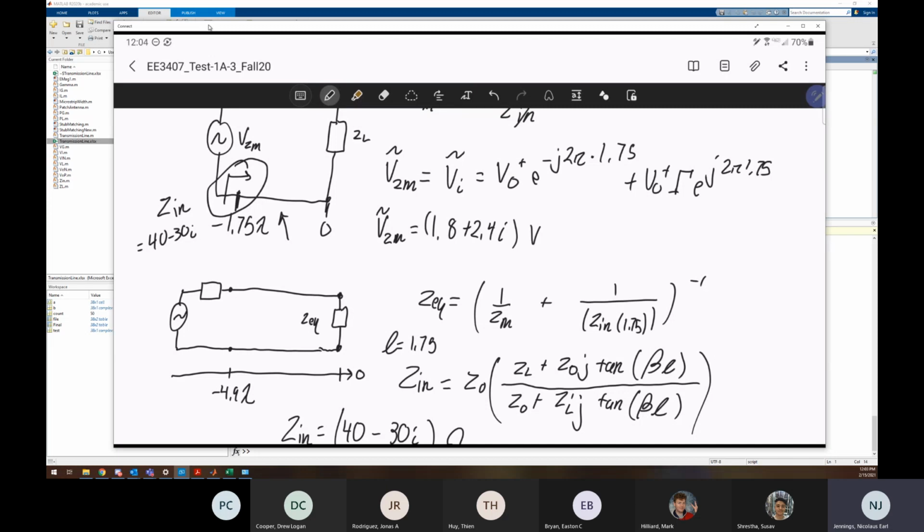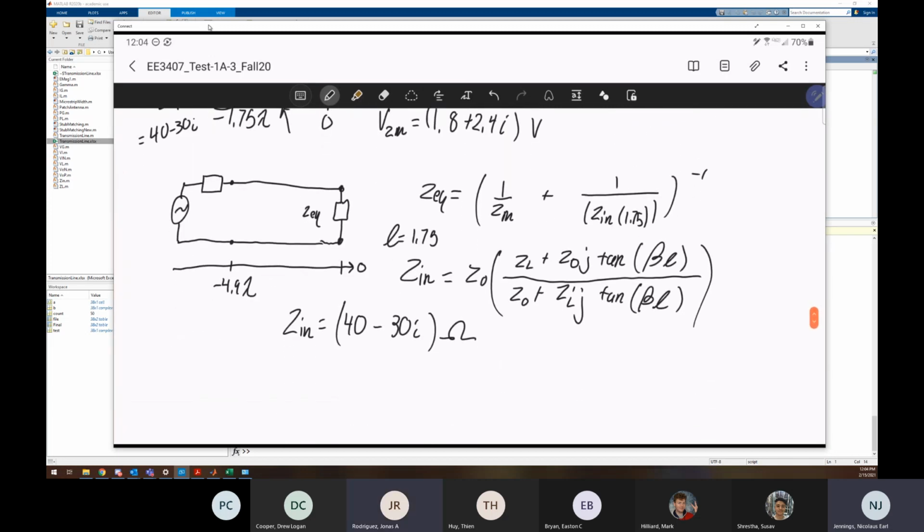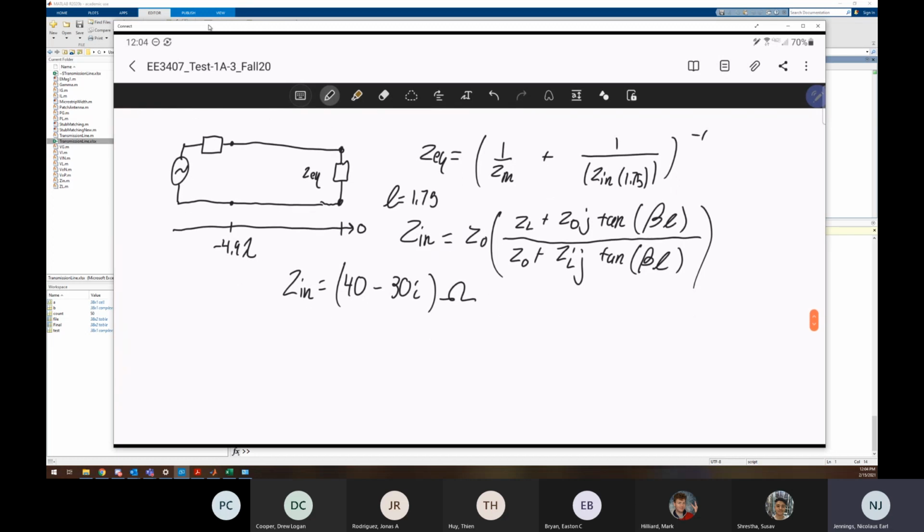In polar, that would probably be like 50, right? And then minus some phase angle. I don't know, something. If you know the phasor or the polar, please say it. If not, you don't have to worry about it.